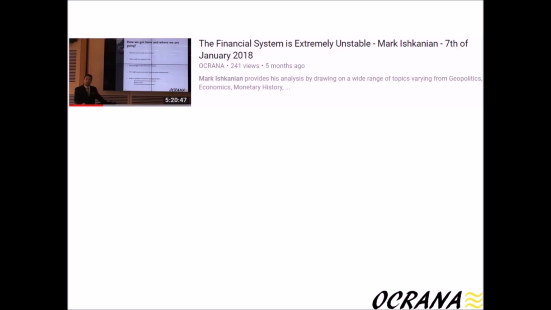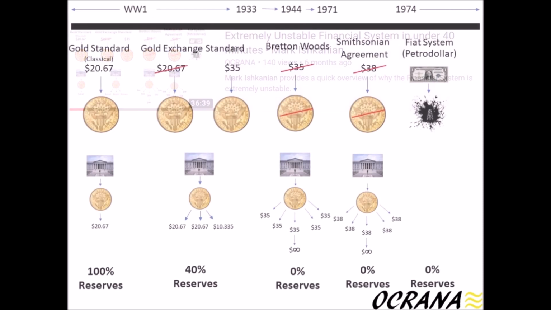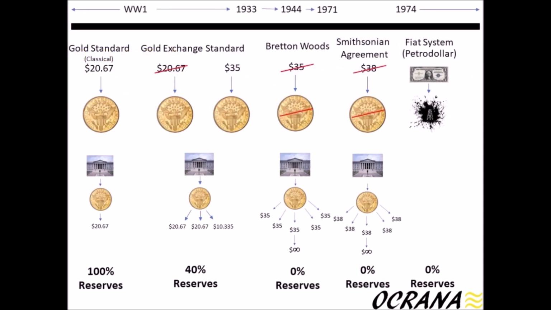My previous video entitled "Extremely Unstable Financial System in Under 40 Minutes" runs through the US Treasury and central bank's example of this. In that video, you'll get an understanding of how when the American government was on the gold standard, they had to back their notes with 100% reserves. Then after the First World War, they went on a gold exchange standard, or a fake gold standard, where they were able to run 40% reserves, until that ended into the Bretton Woods system, which required the American government to hold no reserves, and then ultimately the fiat system now, where we have no gold at all backing the currency, but rather run on a fiat system with, again, no reserves.